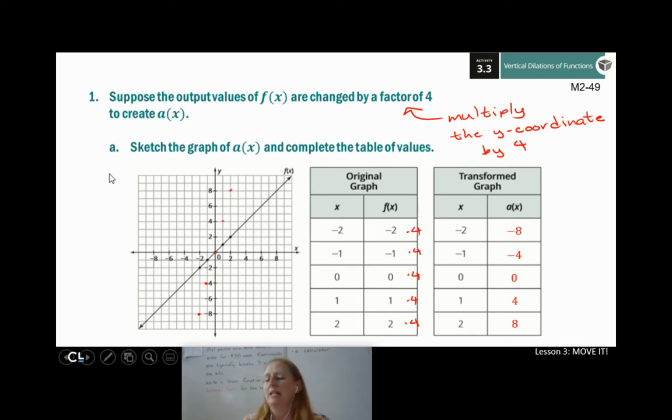And of course, that makes it a lot easier now that I've got my points. I can draw my line. Good job. Oh, I should label it a of x. I labeled it. There we go.